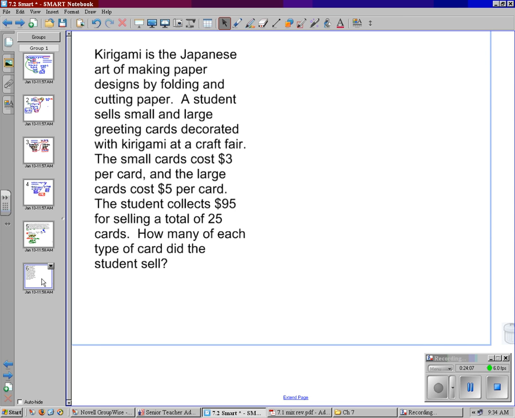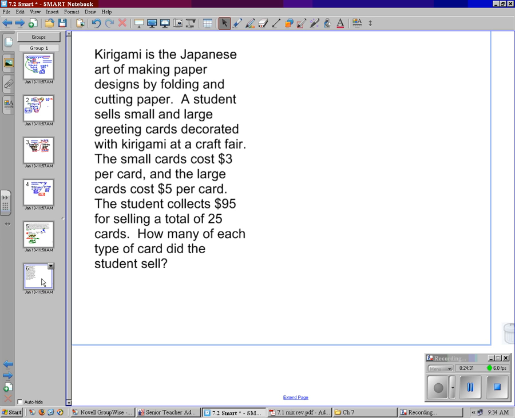I'm going to give you a major hint on this problem. When you're given a problem like this, where you are given a total amount of money and a total amount of objects, those two totals will be numbers that go to two separate equations. You'll have a total money equation and a total card equation. Use that to help yourself.